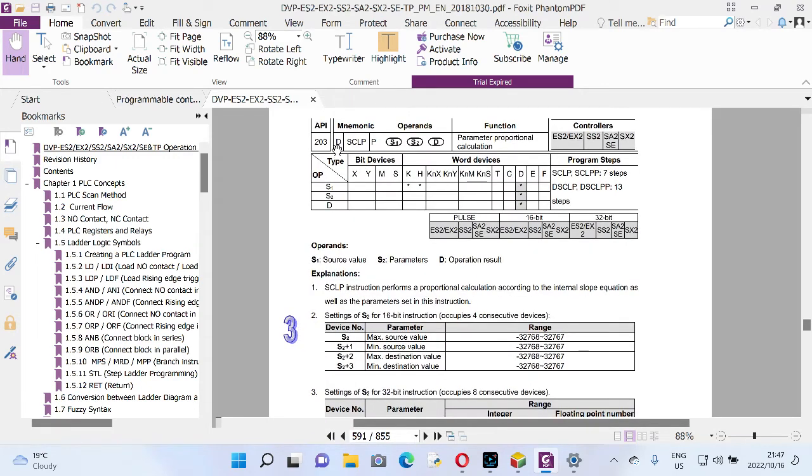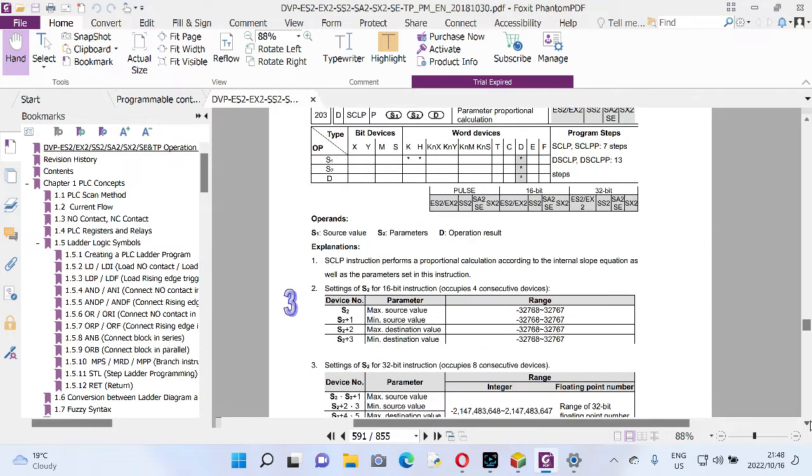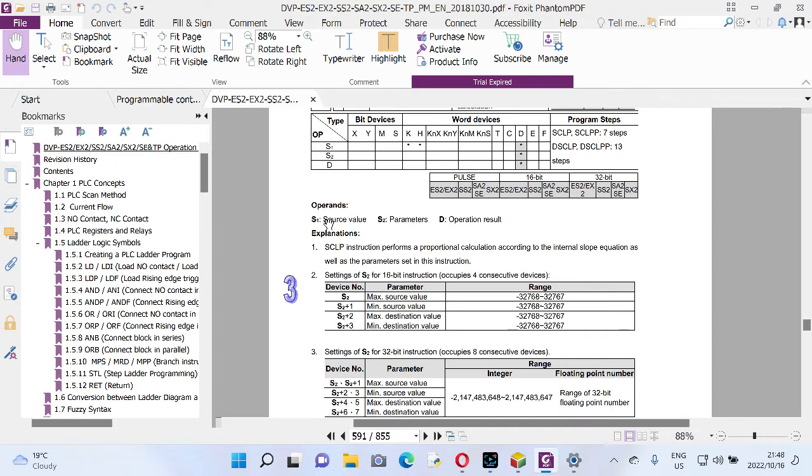You can see there's a D here. So there is a 16-bit scaling function, and there's a 32-bit scaling function. The 32-bit is for when you are dealing with decimals, which we call floating points or real numbers in programming. So this is the function that we are going to use. This function has a source value, parameters, and an operational result. That's where you get your result.